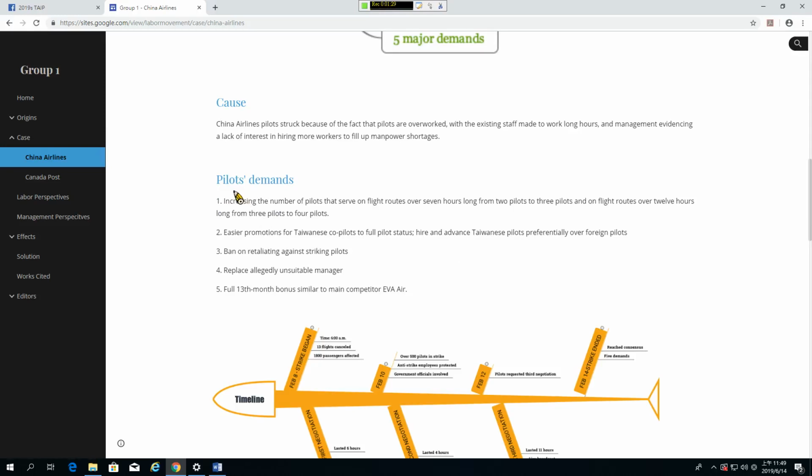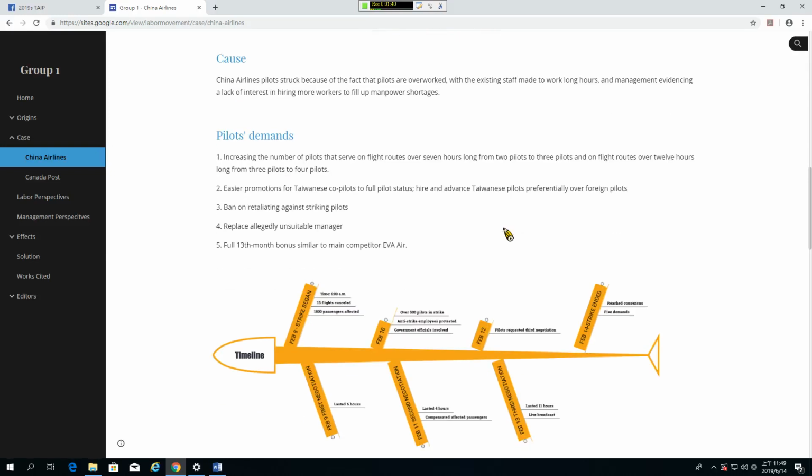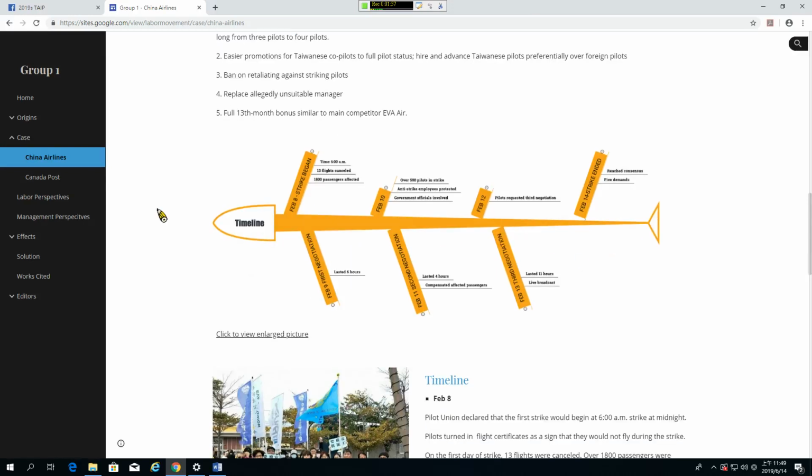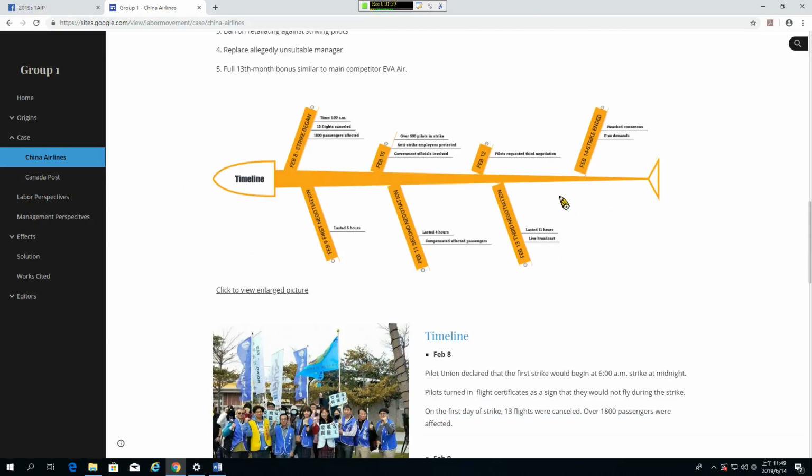I'm sorry. Okay. They want to shorten their flying hours, and they want to hire more pilots from Taiwan instead of from foreign countries. They don't want any consequences if pilots join the strike. They want to fire the unsuitable managers, and they want their bonus increased to the standards of Eva Airlines. And this is a timeline of the movement.